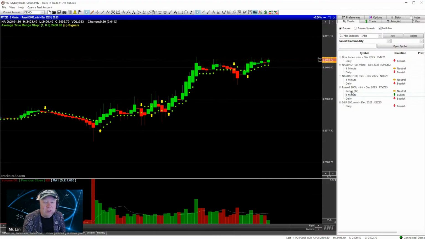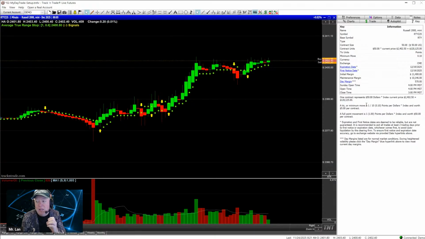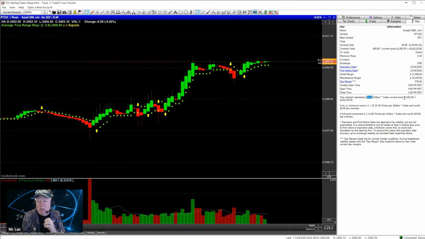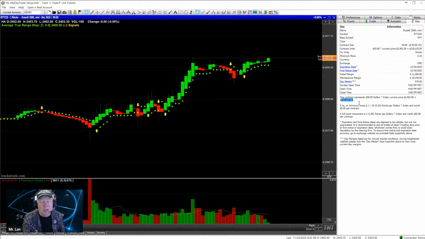So when we're trading the Russell 2000, we're not trading pennies of the Russell 2000 like we are in the stock market. We're trading one contract of the Russell 2000. If you come over here to the key, it tells you exactly what it is. 1 contract represents $50 index currency of $2,402, or $120,000. So in other words, if you were going to go trade the Russell 2000 over in the stock market, you'd have to put up $120,000 to make the same amount of money as what we're making over here with 1 contract. So 1 contract represents $120,000.